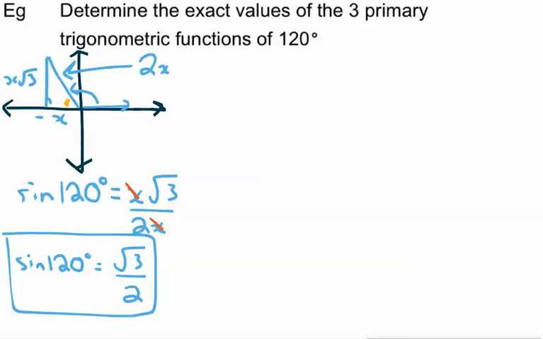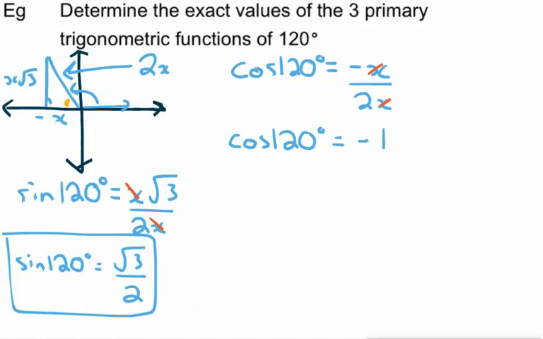Move on to cosine. Cosine of 120, cosine's adjacent over the hypotenuse, negative x and 2x. Cancel the x's. Cosine of 120 is negative half.